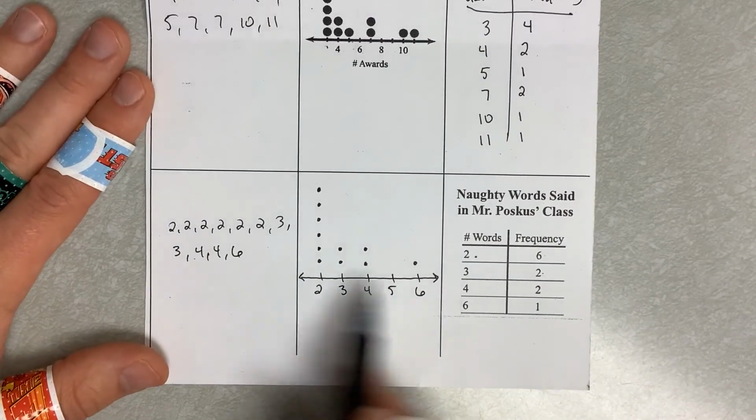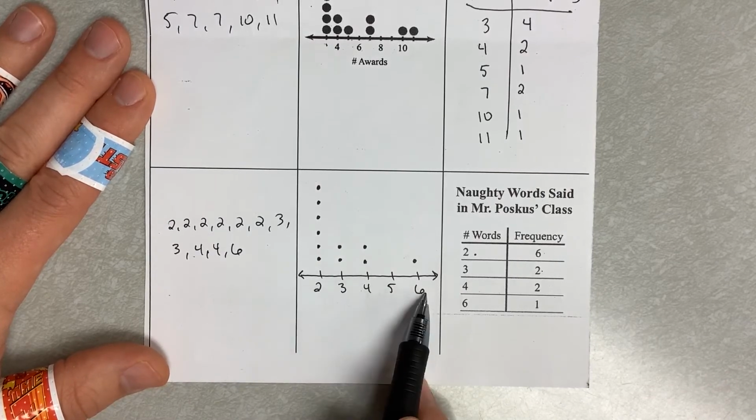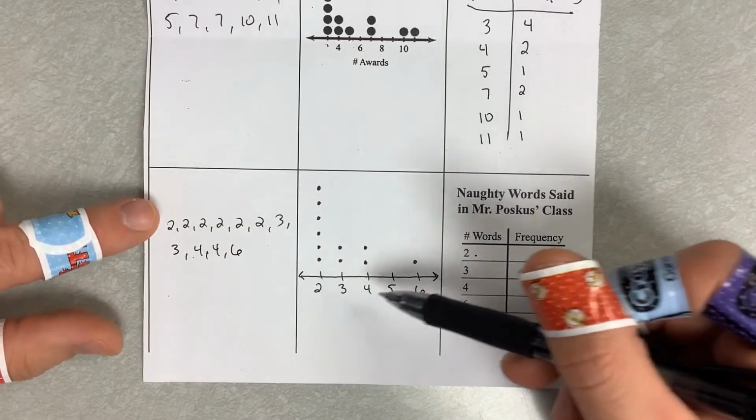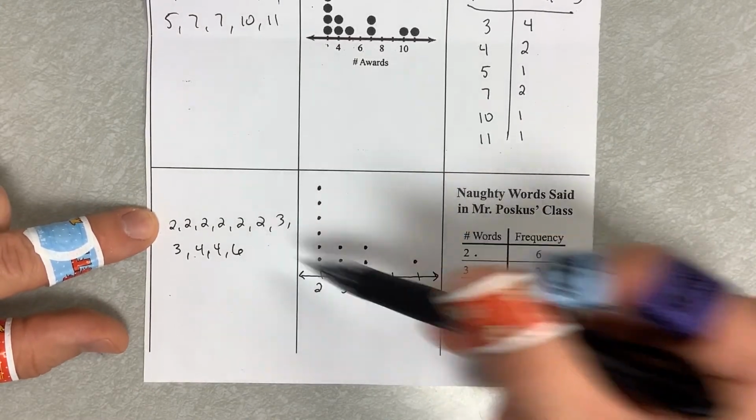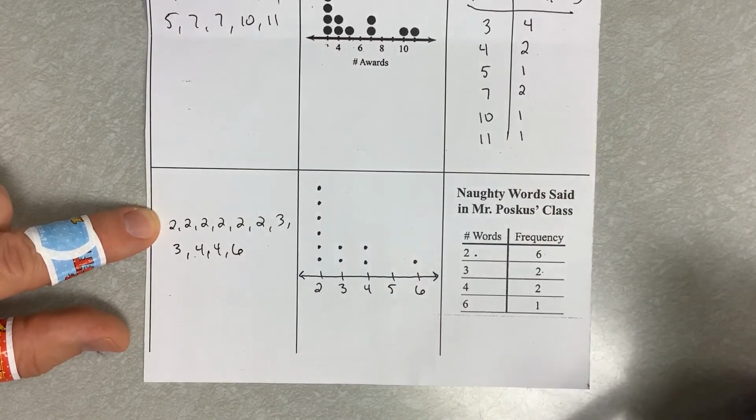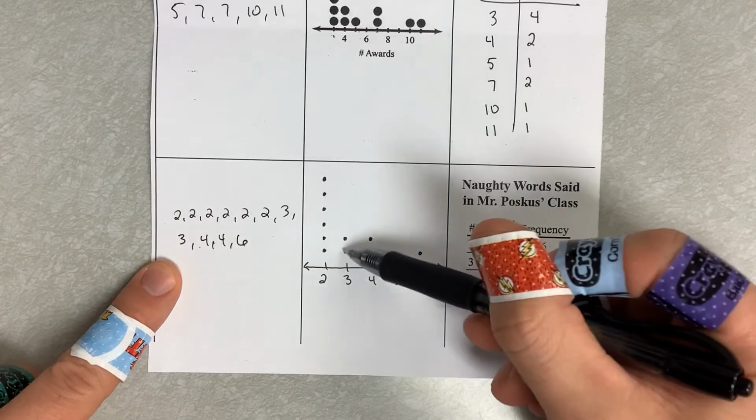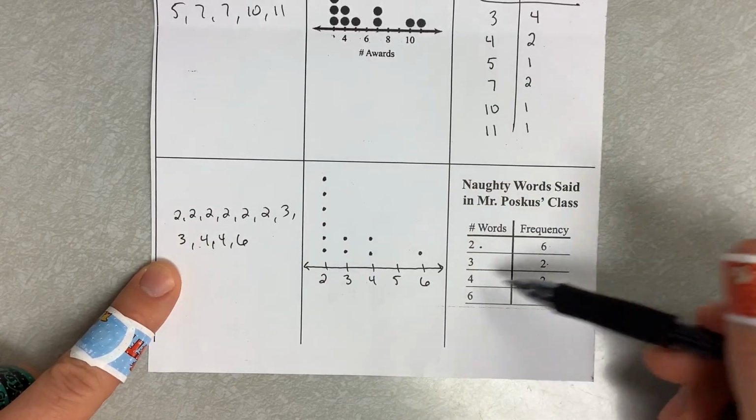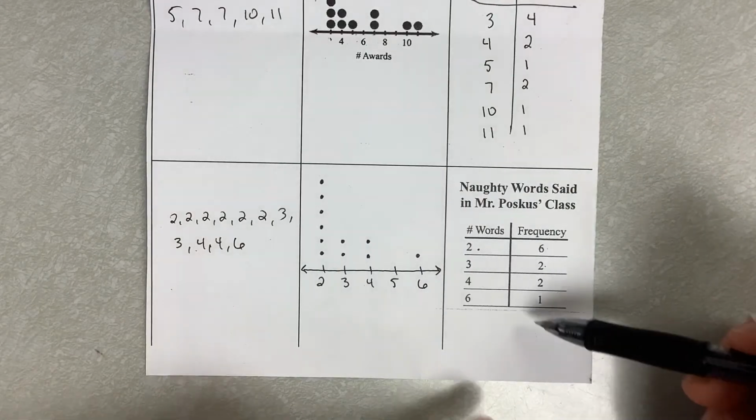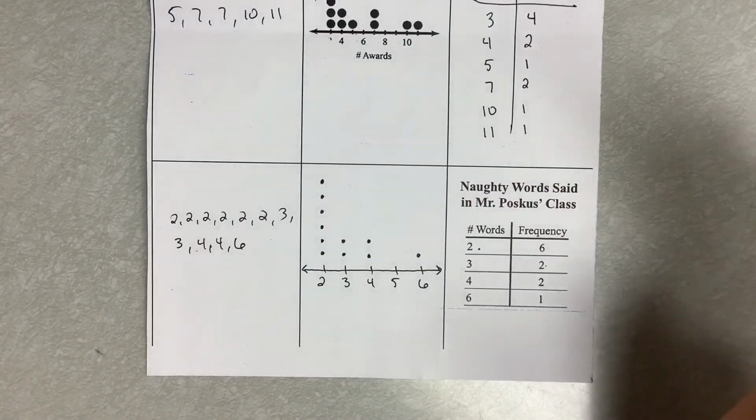For my dot plot, this one was really easy. I made my number line. I'm going from numbers 2 to 6. So I did go by ones. I spaced it out nicely. It actually looks pretty neat. And again, I had six 2s. You can count the 6 from here, or you can look at my frequency 6 over here. But I put six dots above 2. There were two 3s, two dots above 3. Two 4s, so I put two dots above 4. One 6, I put one dot above 6. I'm done, guys. That is it.